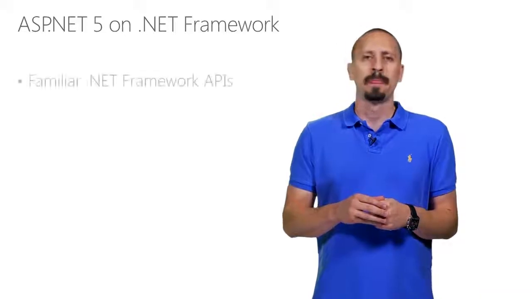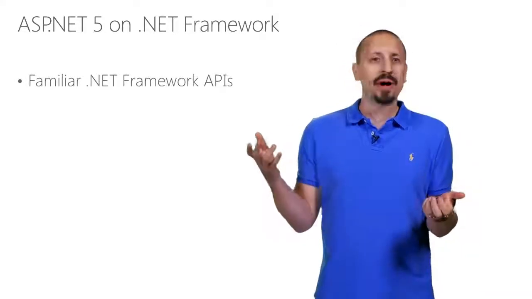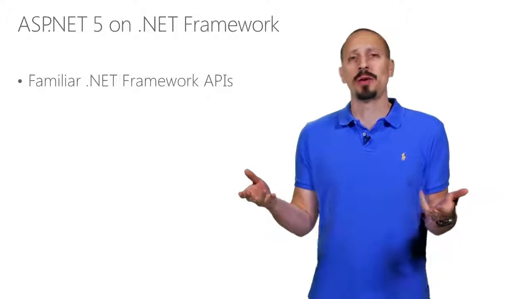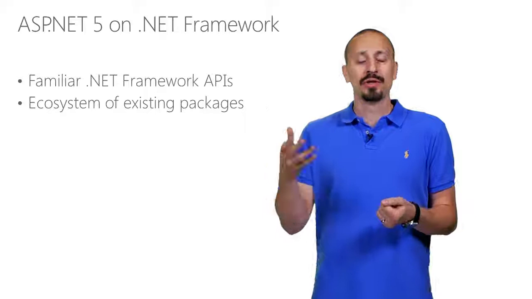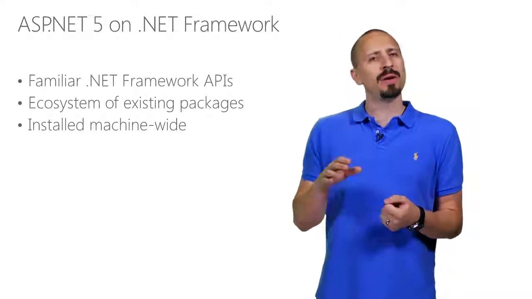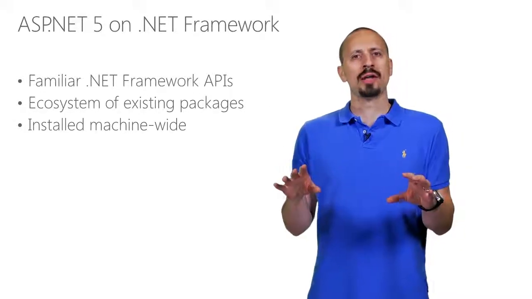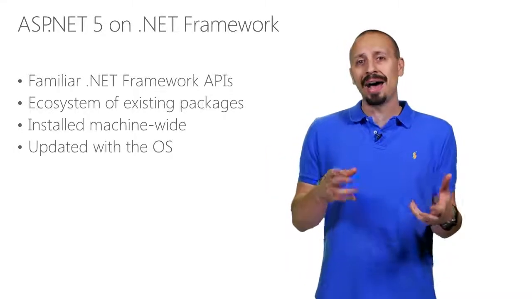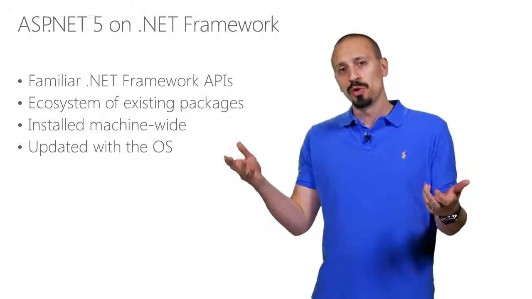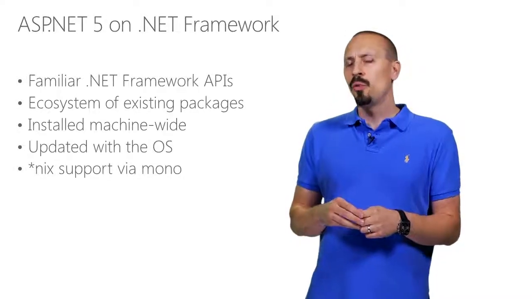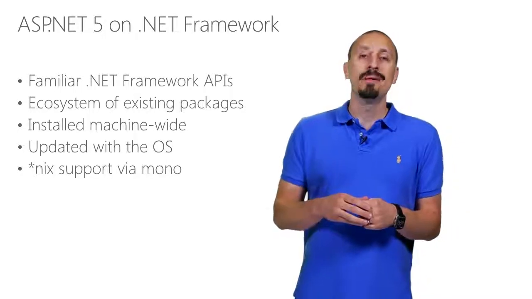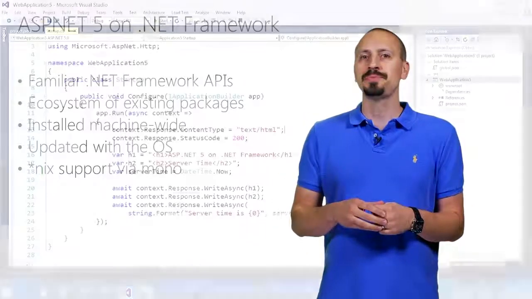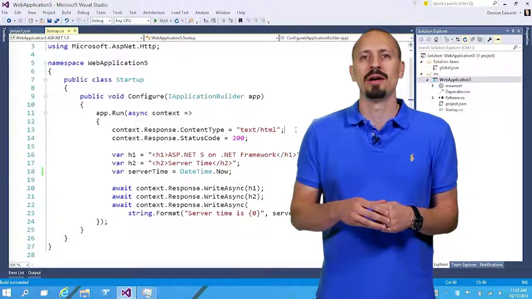Let's start out by looking at ASP.NET 5 on .NET Framework. So this is the .NET Framework you know already. You get access to the familiar .NET Framework APIs that you already use, along with the existing ecosystem of code and packages that run on that framework. The .NET Framework itself is installed machine-wide, including any updates to it, and it's part of and updated with the operating system, with Windows. Furthermore, you can run your ASP.NET 5 applications cross-platform on Mac or Linux via Mono, the cross-platform .NET Framework. Let's take a look at running ASP.NET 5 on .NET Framework now.